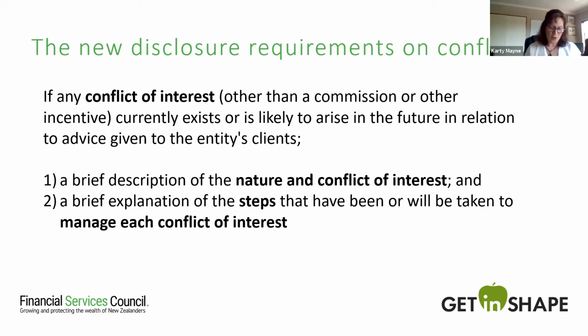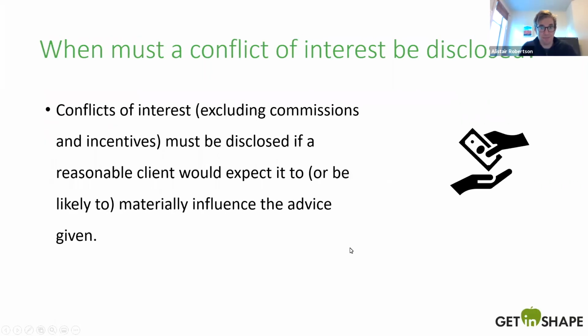I know Alistair's going to lead us through these next few. Yeah. So I'm just going to run through the specific disclosure requirements in relation to conflicts of interest, including incentives. So the first disclosure requirement is that if any conflict of interest other than a commission or other incentive exists or is likely to arise in the future in relation to advice given, you must give a brief description of the nature of the conflict of interest, and a brief explanation of the steps that have been or will be taken to manage each conflict of interest. And just bearing in mind the definition of conflict of interest, which I talked about earlier, and its breadth.